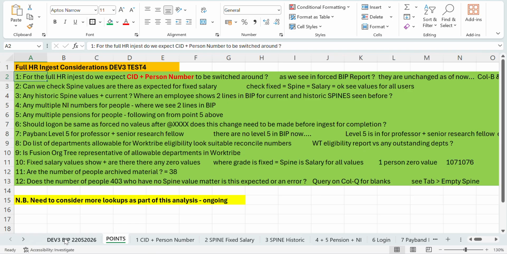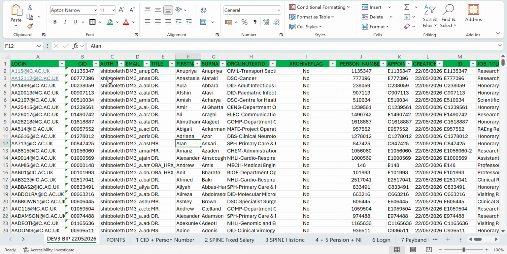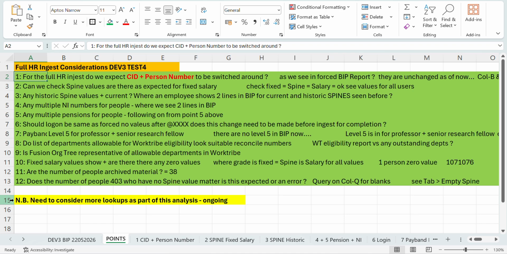So the starting point for this consideration has been this BIP report. This is a full BIP report running the Dev3 environment, as you see on the bottom there, on this particular date, 22nd. And it was analysis of some of this data. And I'm not saying that it's complete, there's more analysis that needs to be done as well. And we see that in the points section in yellow there at the bottom. We need to consider more lookups as part of this analysis, which will be an ongoing consideration as well. So let's jump into some of these points then.